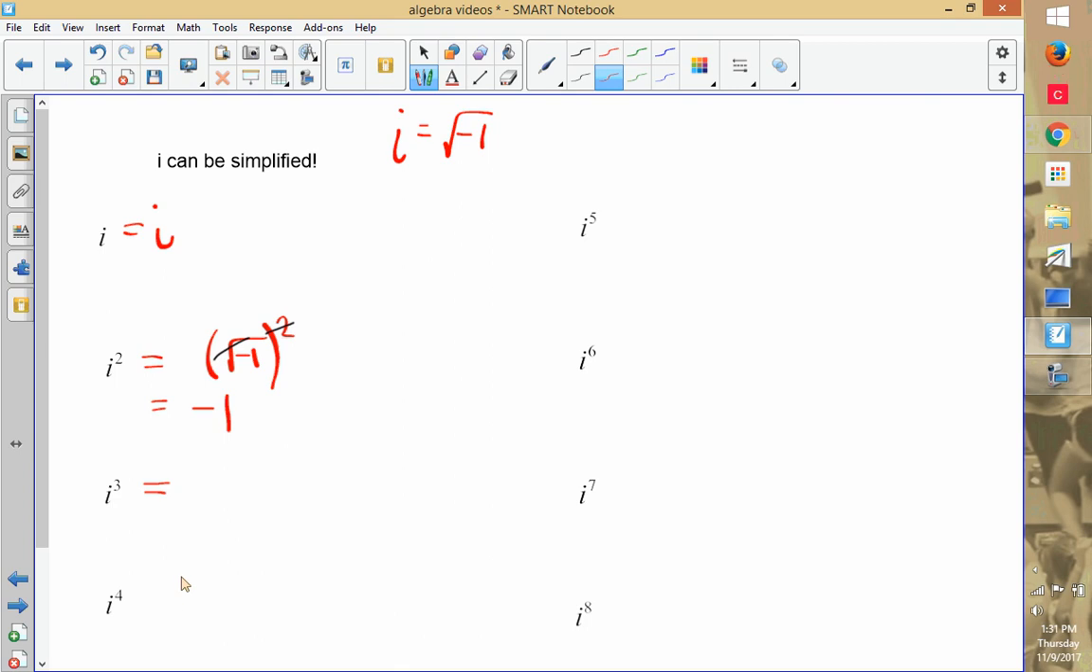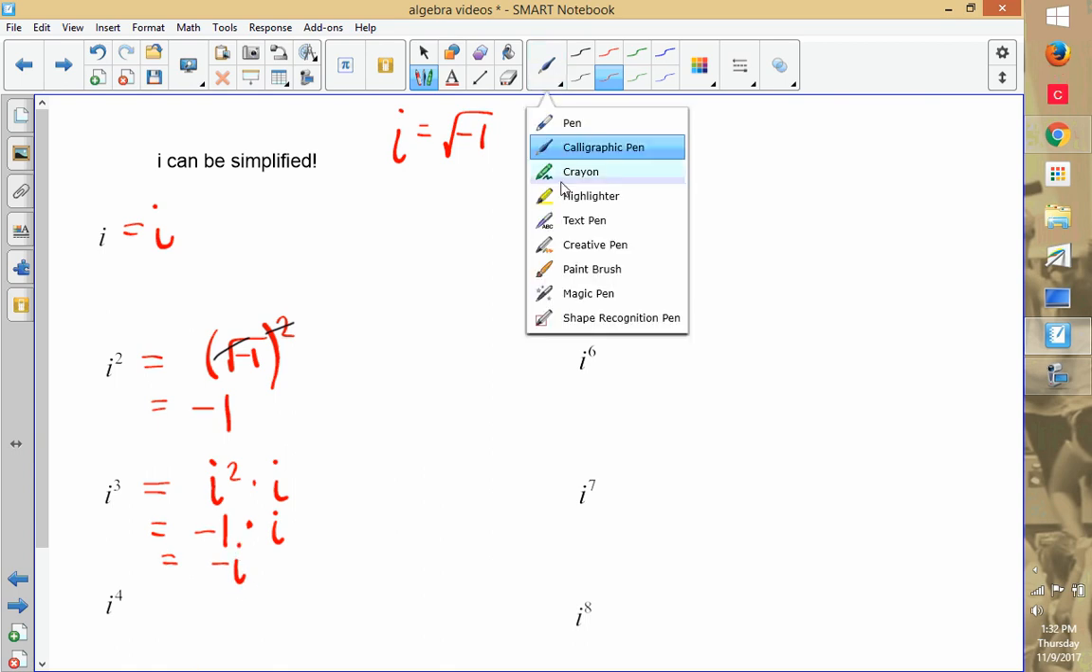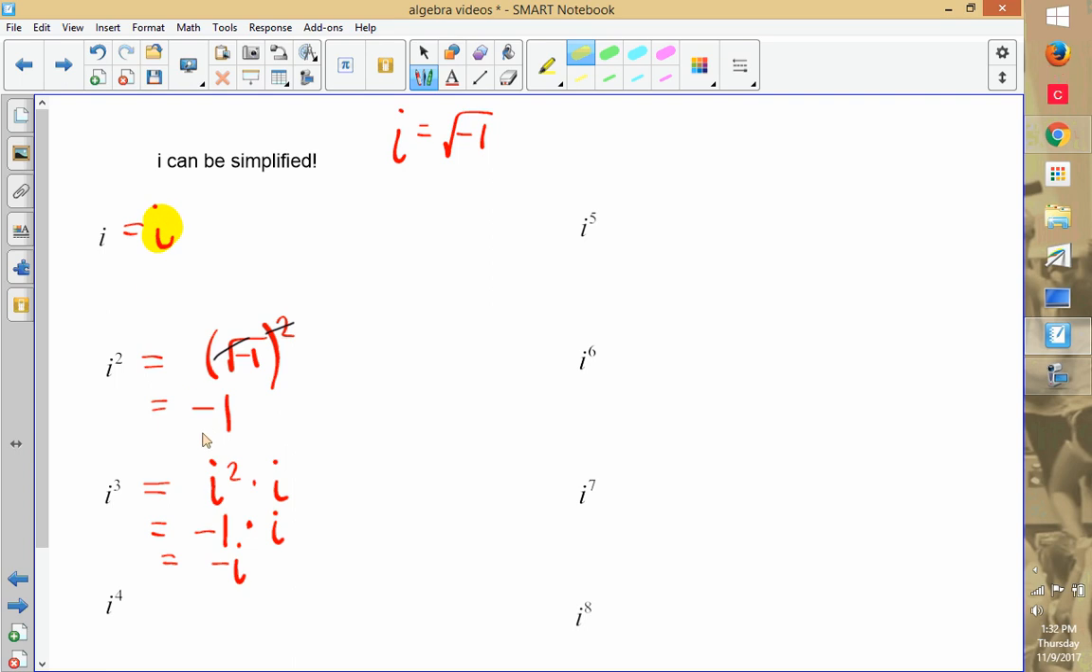We're going to use this concept of i squared being equal to negative 1 to help us find the rest of them. So i to the third, if I break it down into two different parts, is the same thing as i squared times i. Well, if we just learned that i squared is negative 1, that means we really have negative 1 times i, which is just negative i. So let me highlight as we go along what each one actually is equivalent to.